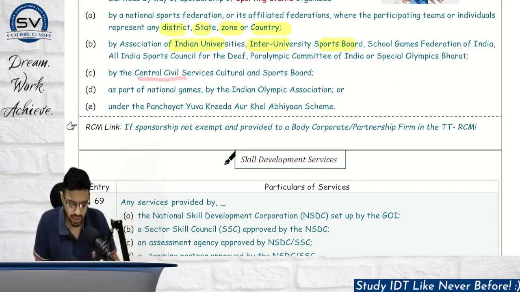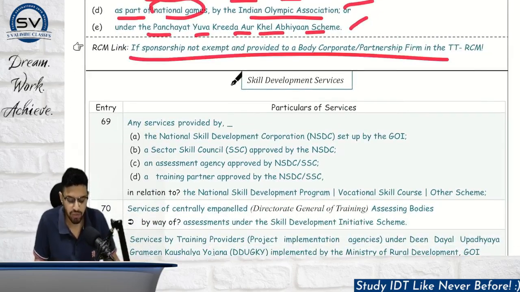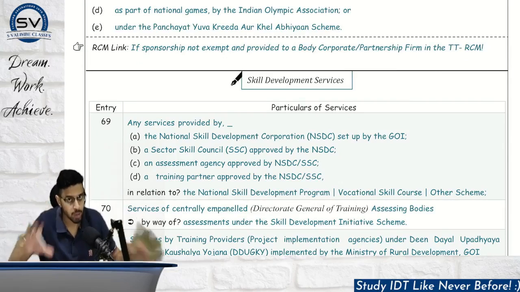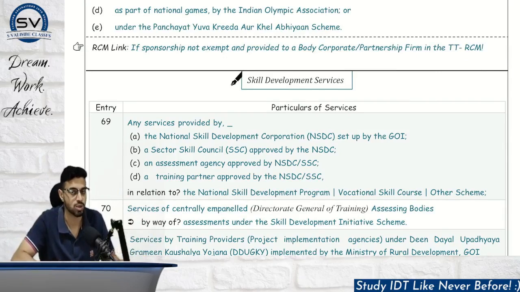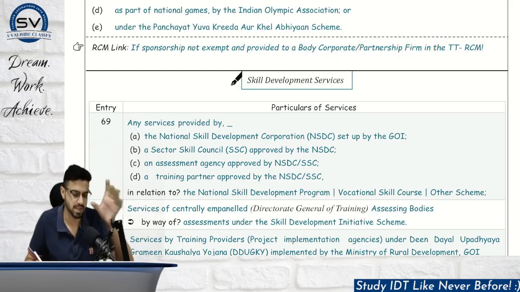Central Civil Services Cultural and Sports Board, part of National Games by Indian Olympic Association, Panchayat Yuva Krida aur Khel Abhiyan scheme. Okay, if not exempt, and the service is provided to a body corporate or partnership firm. Repeat, if a particular sponsorship is not exempt under the above specific sports related sponsorship, and the service recipient is a body corporate or partnership firm, then RCM will apply.